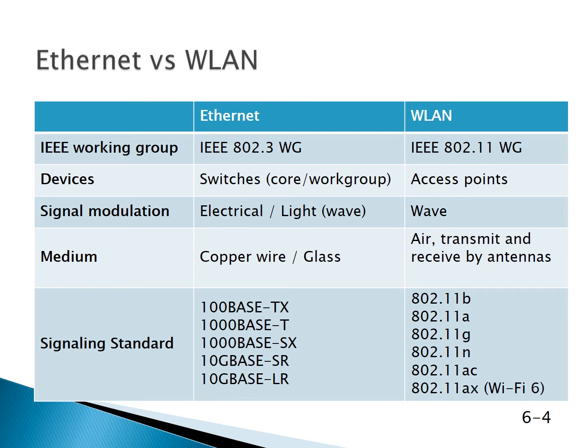The Ethernet signal standards are like 100BASE-T, 1000BASE-T, or 10GBASE-T, SX, SR, LR, and so on. For Wi-Fi, there are 802.11b, a, g, and ac, and also ax, which is the latest standard, also called Wi-Fi 6.